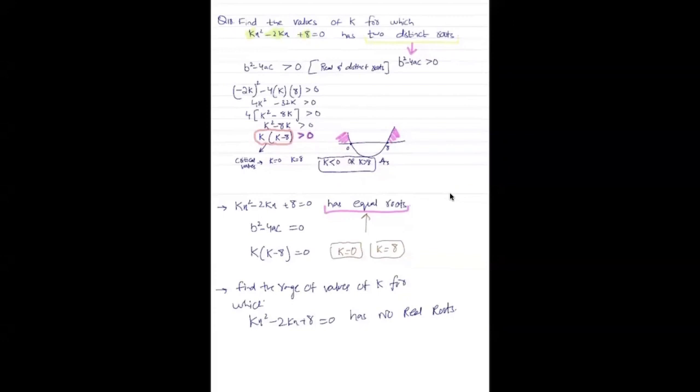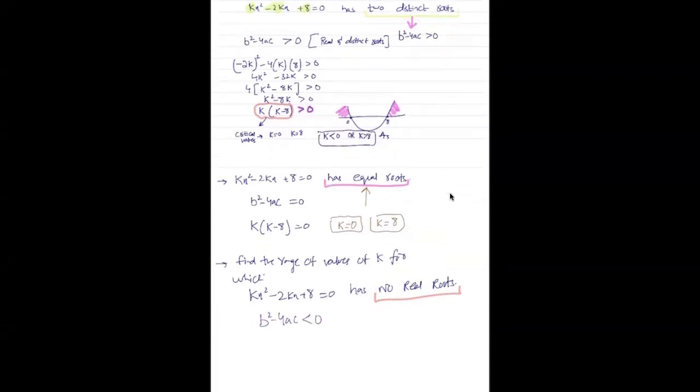No real roots means that this quadratic equation will have a discriminant greater than 0, equal to 0, or less than 0. Come on, guys, tell me. Less than 0, beta. Because no real roots. When we have two distinct roots, then the discriminant was greater than 0. When we have two equal roots, then the discriminant is equal to 0. And when we have no real roots, then the discriminant is less than 0.